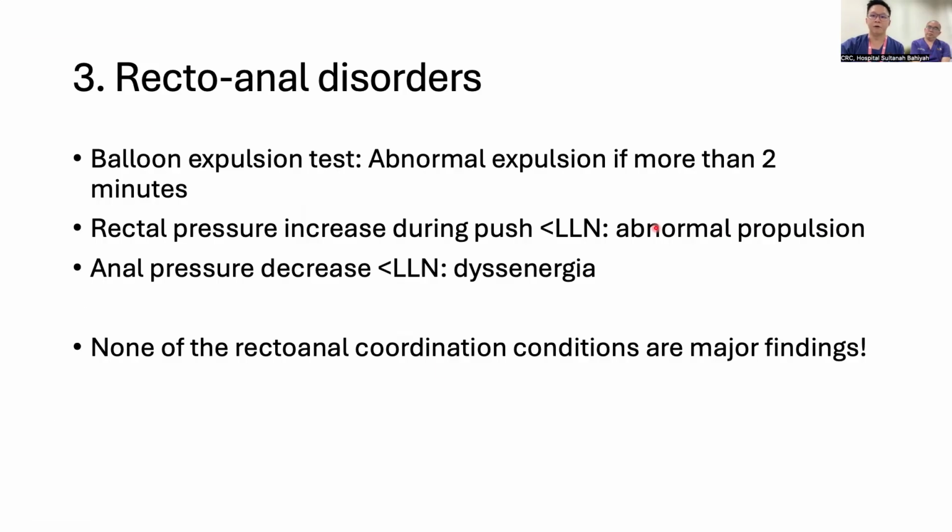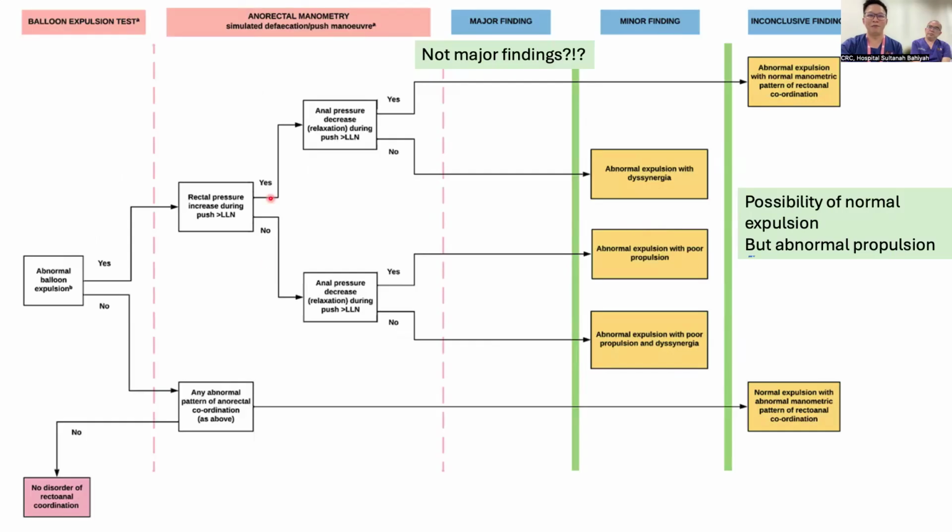Dyssynergia. Now, ironically, while this seems to be the most common problem I experience for my manometry patients, all of these are only minor findings. No major findings. I don't know why. So you look at all of this, right? All the findings over here, abnormal expulsion, abnormal expulsion with poor propulsion, only minor finding. Number 1. Number 2, they don't only expect you to have a normal, what if a patient has normal expulsion, but individually they have abnormal propulsion? Also not part of the guidelines.